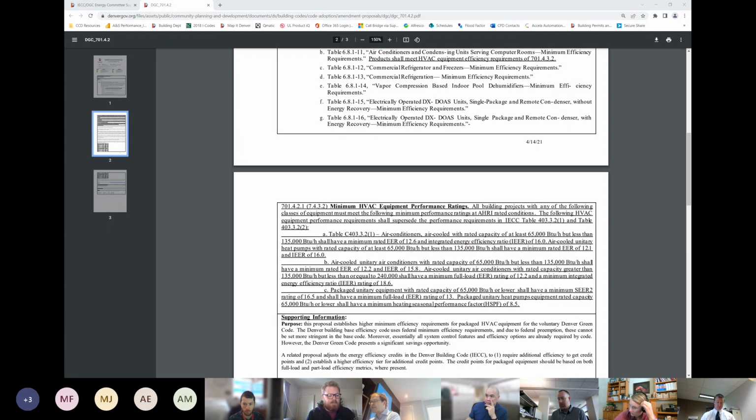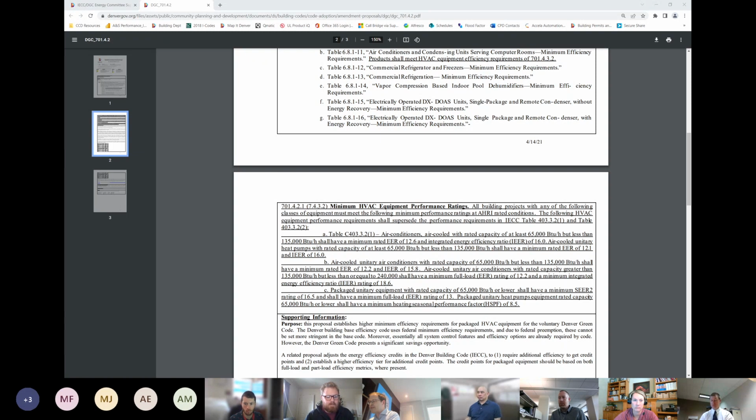For larger equipment, again a higher EER rating here and a minimum part load rating of 18.6. And then for package equipment smaller than 65 kBTU, so these are the very small light commercial units, 3, 4, 5 ton units, shall have a minimum SEER2 rating of 16.5 and a minimum full load rating where applicable of 13. And there's also a recommendation for a minimum efficiency rating for small packaged heat pumps.